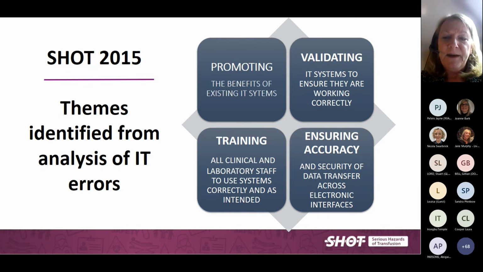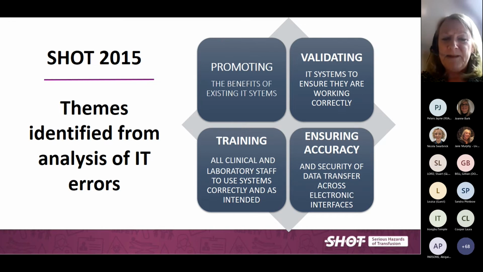If you don't assure your data integrity or the security of your data transfer across interfaces, then there will be problems. If you don't put the right data in, and if you don't manage data correctly, then that won't lead to good outcomes.